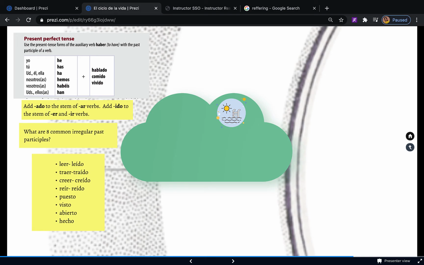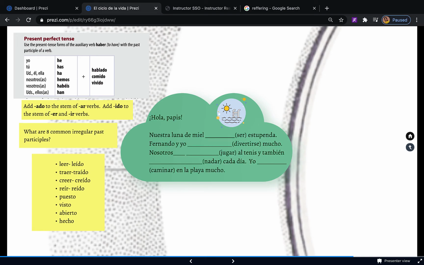Okay, let's get to some practice. So this is taken from the example in your book, and it is Ceci writing to her parents about her honeymoon. Please use the present perfect for this. So we have the verb here in parentheses, and you're going to have to turn it into the present perfect tense. So let's start. Remember, pause first, try yourself, and then come and see the answers.